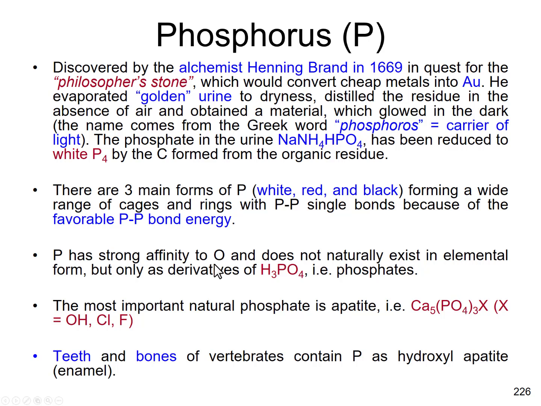Phosphorus has strong affinity to oxygen and does not naturally exist in its elemental form, but only as derivatives of phosphoric acid, which are known as the phosphates. The most important natural phosphate is apatite. It has this particular formula, so it is actually a calcium phosphate with a second anion X, which could be hydroxide, chloride, or fluoride. So dependent on the second anion, you could have hydroxyapatite, chloroapatite, or fluoroapatite. Teeth and bones of vertebrates contain phosphorus as hydroxyapatite, which is also known as enamel.